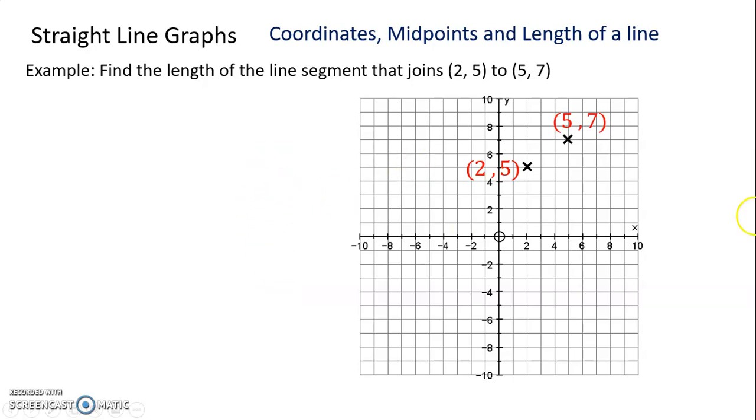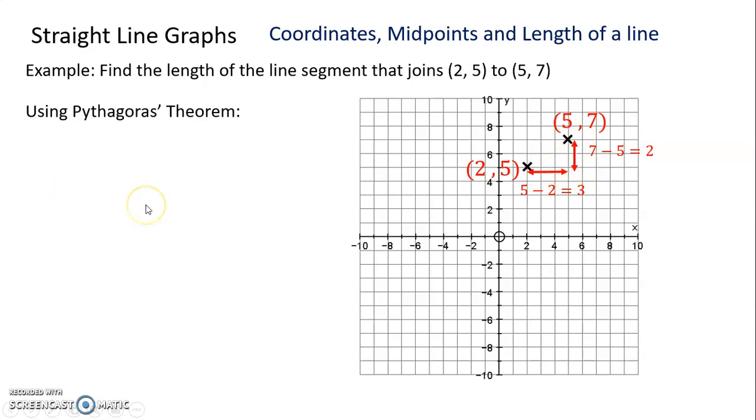So I'm now going to work out the lengths of the two sides of my right angle triangle. So along the x-axis here, I've got 5, which is x2, take away 2, which is x1, and that's giving me 3. So the length of this line is 3. And then the difference in the y coordinates, 7 subtract 5, which gives me 2. So I know the lengths of the two shorter sides of my right angle triangle.